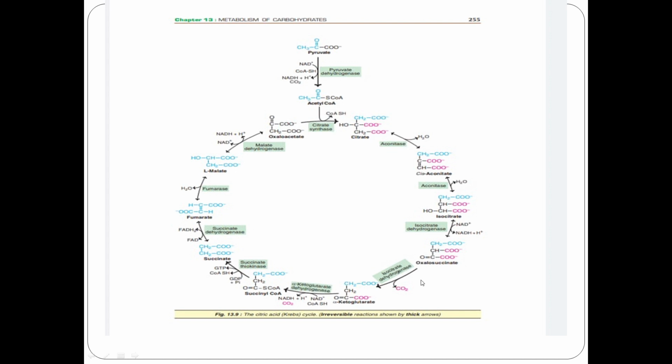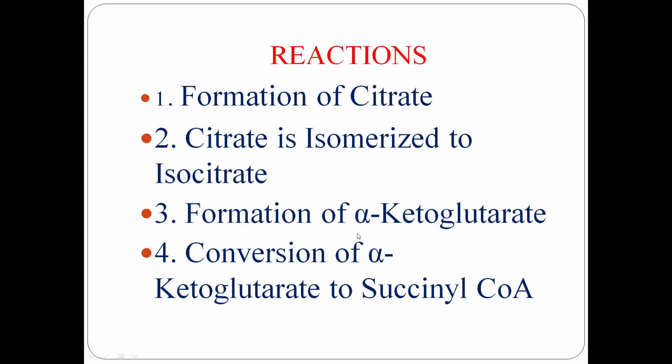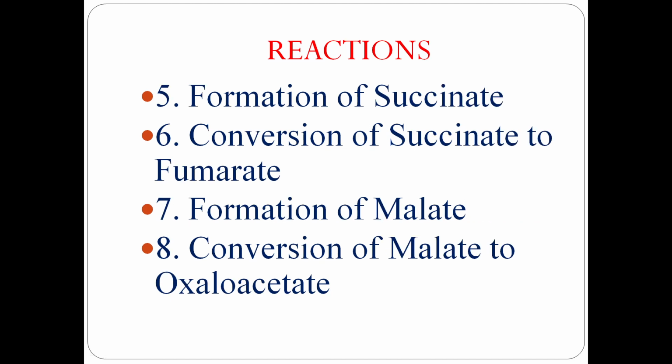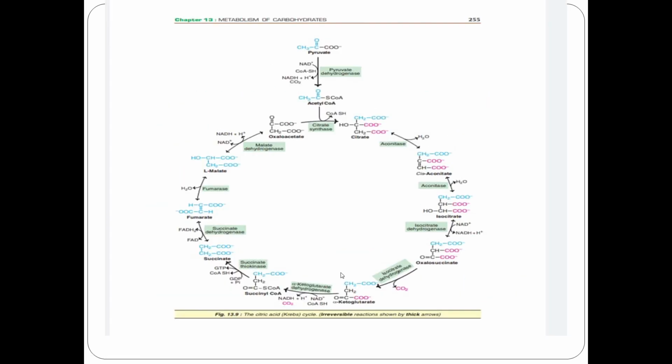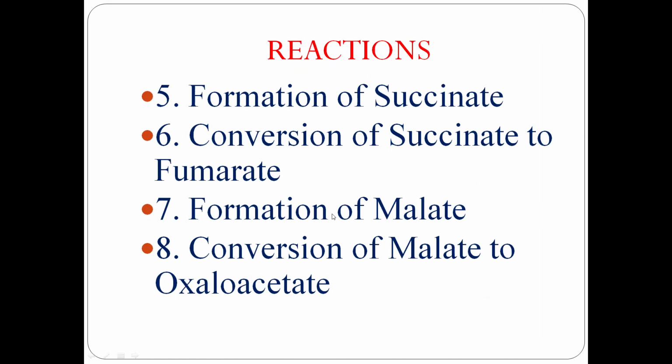So this is the overall cyclic process, which mainly undergoes 8 steps. Formation of citrate. Citrate is isomerized to isocitrate. Formation of alpha ketoglutarate and conversion of alpha ketoglutarate to succinyl-CoA. Fifth step is the formation of succinate and conversion of succinate to fumarate. Formation of malate and finally conversion of malate to oxaloacetate. This oxaloacetate again combines with another acetyl-CoA and forms citrate. So this is the citric acid cycle.